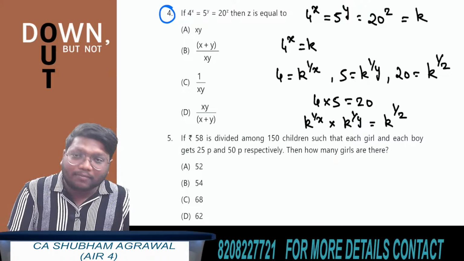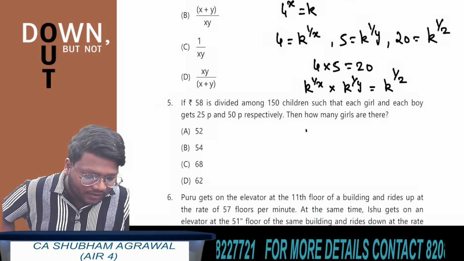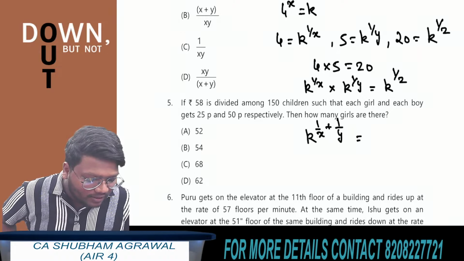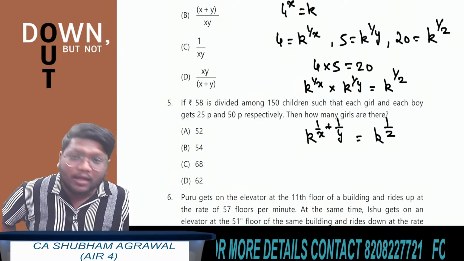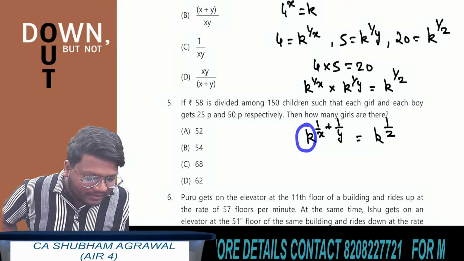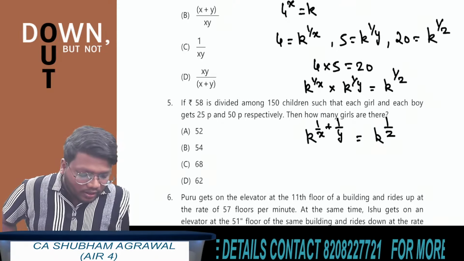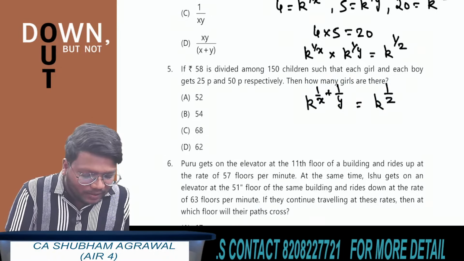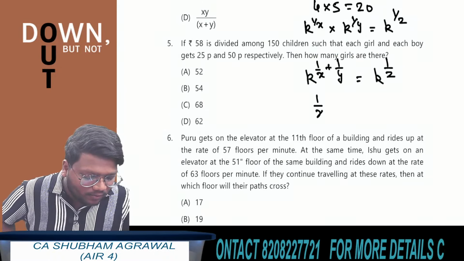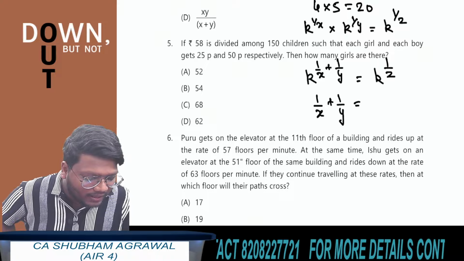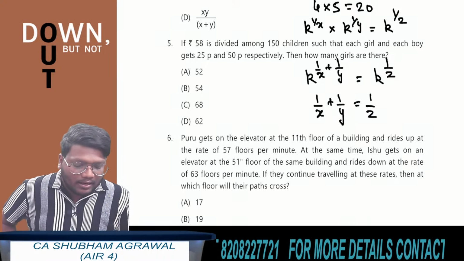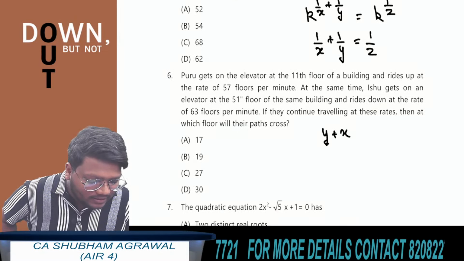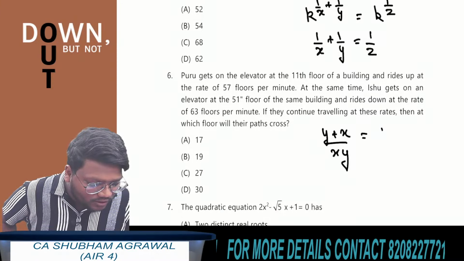So k to the power 1 by x multiplied by k to the power 1 by y, we can write as k to the power 1 by x plus 1 by y is equal to k to the power 1 by z. Now you can see that the base is the same on both sides of the equation. It means we can equate these powers. So 1 by x plus 1 by y is equal to 1 by z. Now 1 by x plus 1 by y, we can write as y plus x upon xy is equal to 1 by z.